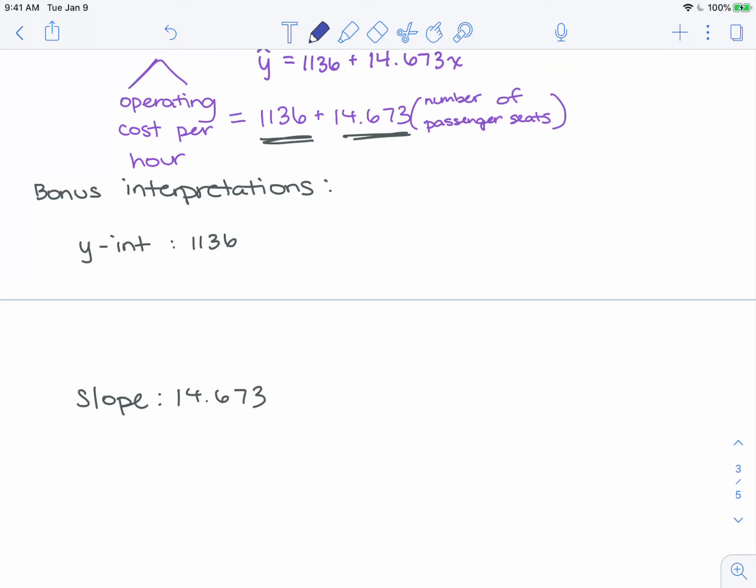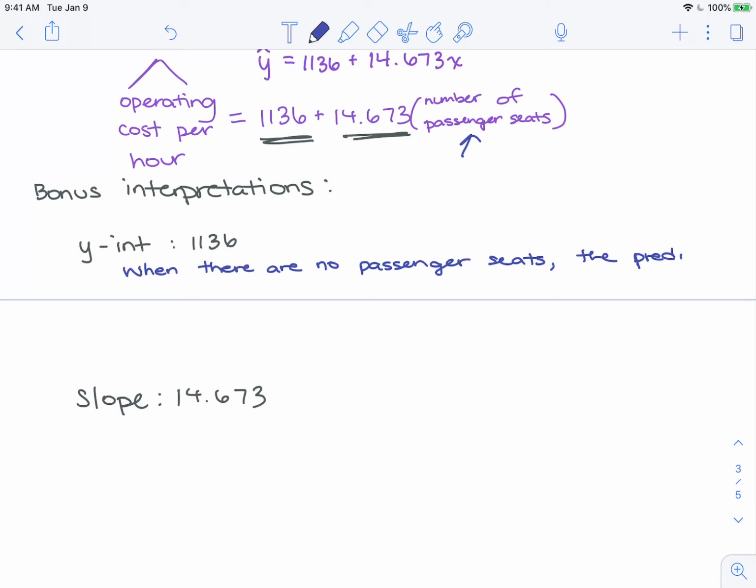Y-intercept is, when you're thinking algebra, this y-intercept, it's where x equals 0. So I need to talk about the x equals 0 context. Well, the x context is number of passenger seats. So when there are 0 passenger seats, aka when there are no passenger seats. If you say 0, that's fine too.